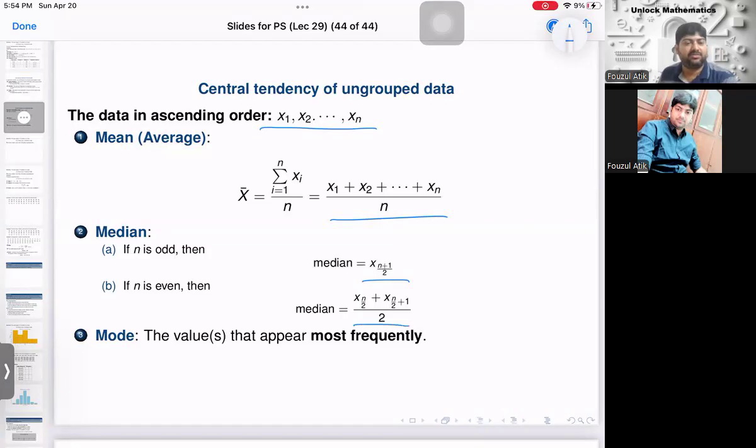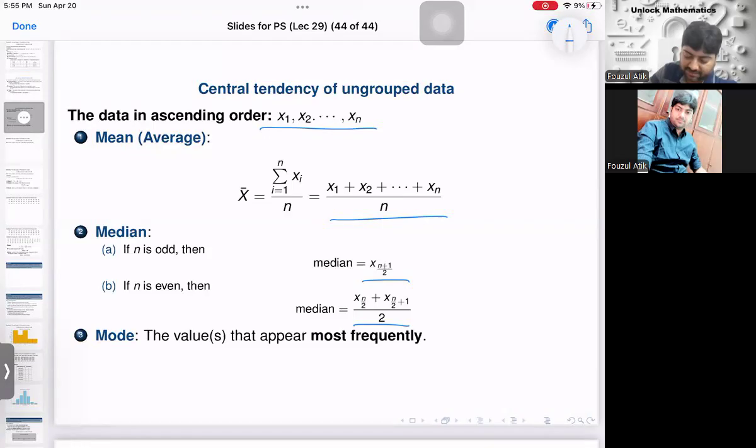And mode is what? The mode is the value that appears most frequently. That means whose frequency is highest, that is the mode, right? So mean, median, and mode are the key elements of the measures of central tendency. So for the case of ungrouped data, these are the formulas to find the mean, median, and mode. Note that it is for ungrouped data.